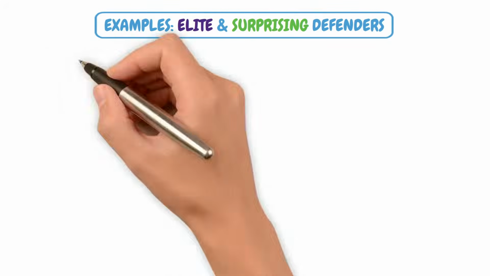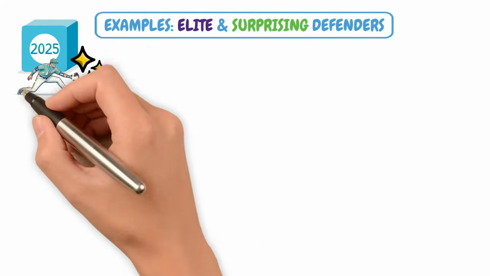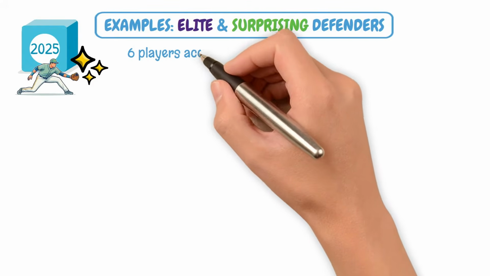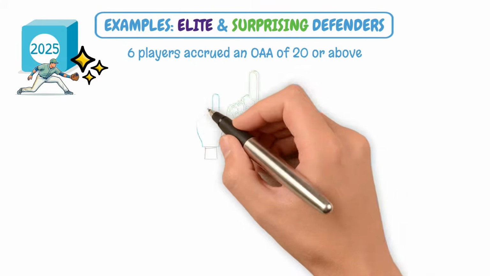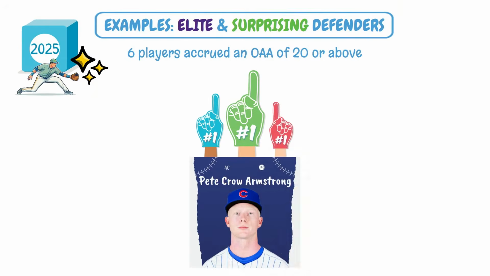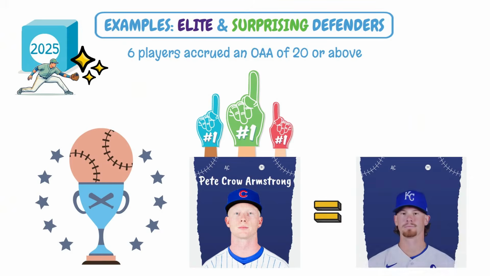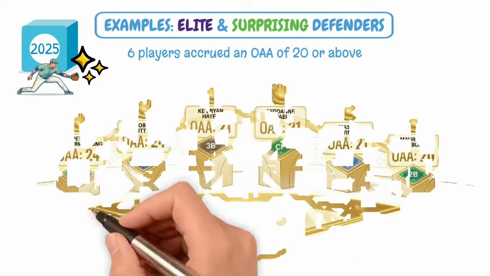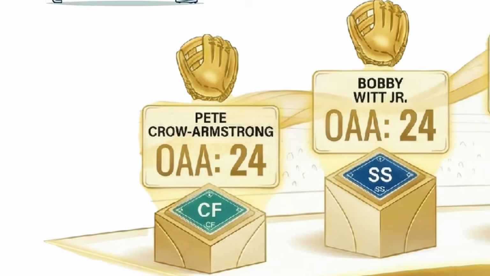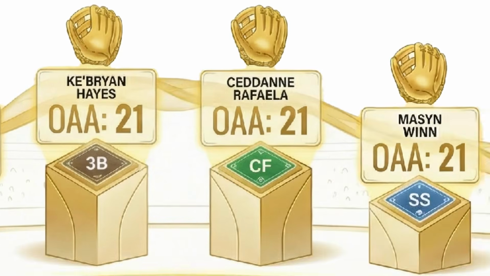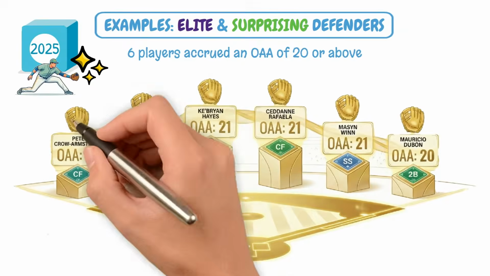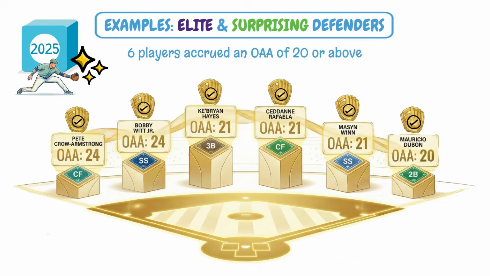In 2025, we saw a handful of really special defenders. A total of 6 players accrued an OAA of 20 or above, being led by PCA of the Cubs, leading all outfielders with an OAA of 24. He tied with Bobby Witt Jr., who led all infielders with a 24 as well at shortstop. Your top 6 looks a little something like this. And to nobody's surprise, all 6 of these defenders won Gold Gloves this year.